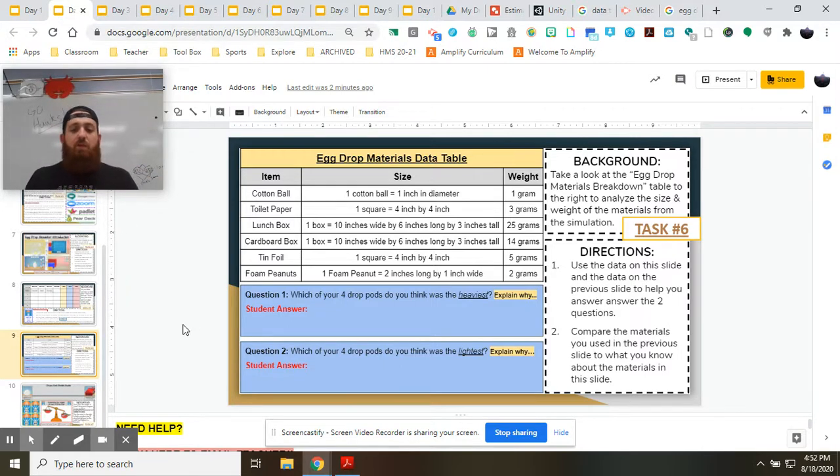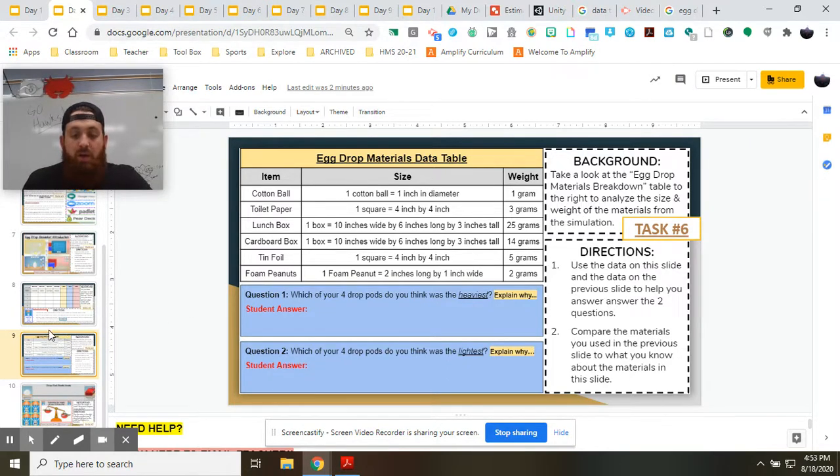So every time you added a cotton ball, you added about 1 gram of weight. Toilet paper, so 1 square would be about a 4x4 inch. The lunchbox and cardboard box had the exact same dimensions in terms of their size. They're 10 inches wide by about 6 inches long and about 3 inches tall. The biggest difference being the weight. The lunchbox was 25 grams and the cardboard box was 14 grams and so on. So if you notice, for all of these different things that you use and the different amounts you use, the size and weight obviously will be affected within the model.